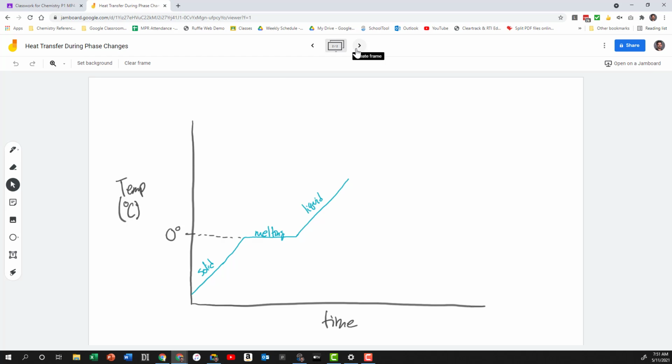And then we get to the temperature of 100 degrees Celsius, and that's when it's going to change again. We'll boil off or vaporize. And then, after it's completely gone, it will be in the gas phase here. Y'all remember that, right? Okay. Well, what we've done here.